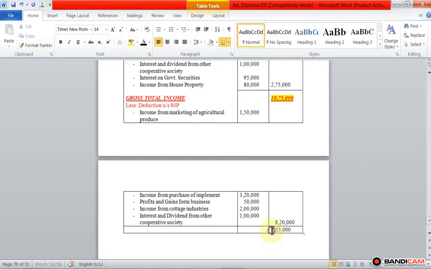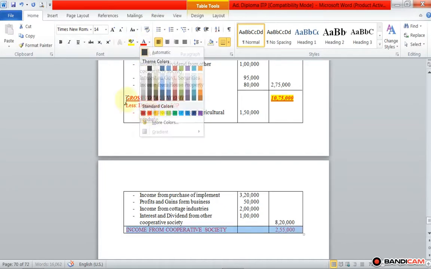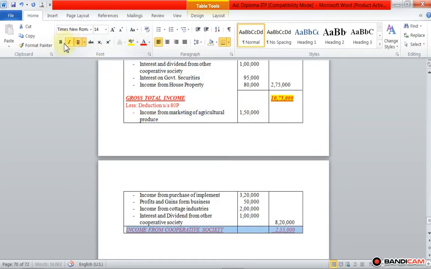And that 2,55,000 is income from cooperative society. Got it? So here we get income from cooperative society amounted to rupees 2,55,000. Very easy problem. Just remember the deductions. Here again we revise the deductions.